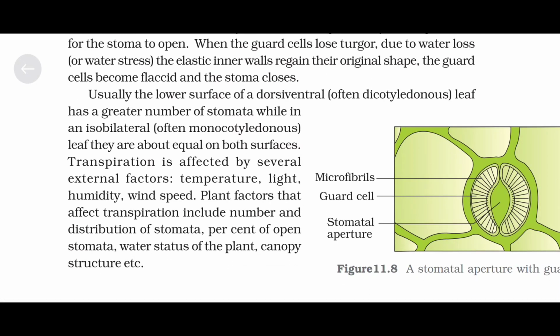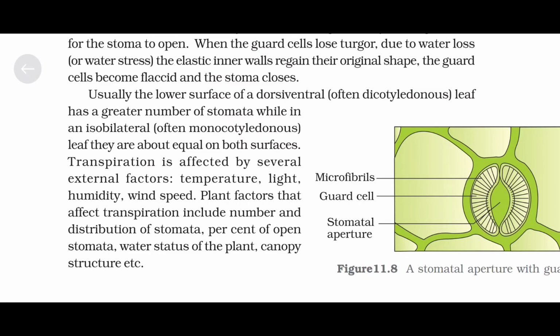Usually, the lower surface of a dorsiventral, often dicotyledonous leaf has a greater number of stomata, while in an isobilateral, often monocotyledonous leaf, they are about equal on both surfaces. Transpiration is affected by several external factors: temperature, light, humidity, wind speed. Plant factors that affect transpiration include number and distribution of stomata, percent of open stomata, water status of the plant, canopy structures, etc.